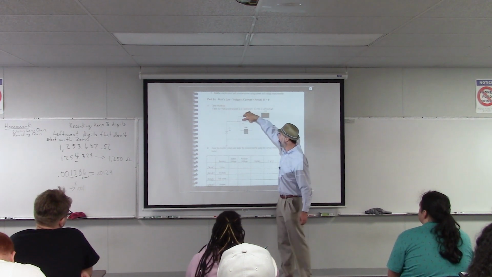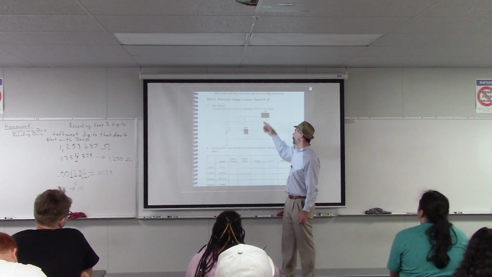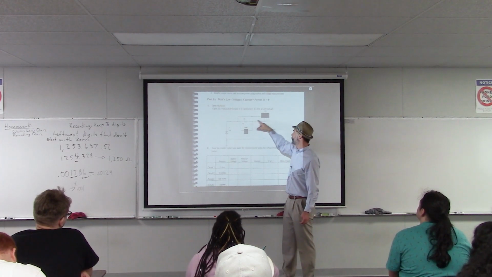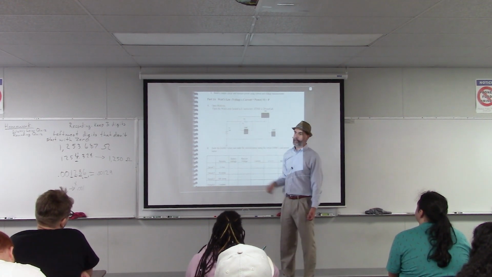They're measuring a difference. They're measuring voltage. They're measuring across that resistor. So these two probes are measuring the voltage for that resistor, but then it also has probes that are in series. So what do you think those probes are measuring?